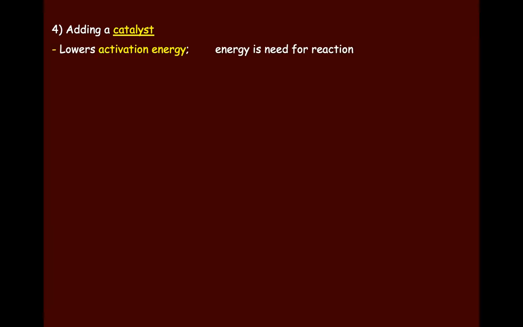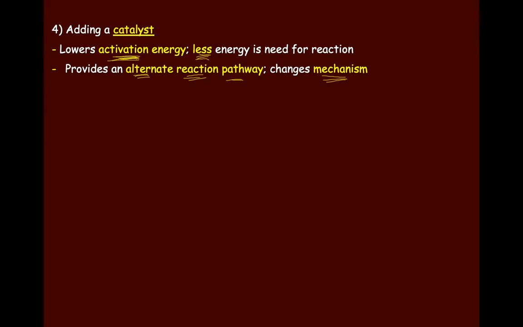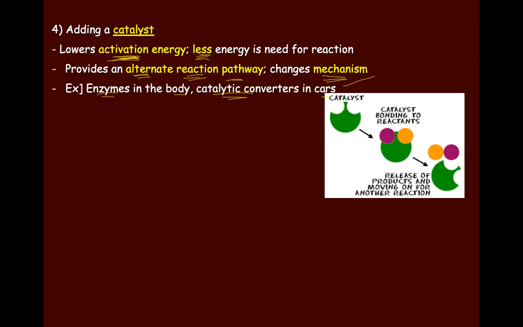The next thing we can do is add something called a catalyst. A catalyst is simply a helper molecule. When you add a catalyst, it helps lower the amount of energy required to react, so that more particles will have the necessary energy for collisions. Less energy is needed for collisions. This also provides an alternate reaction path, which changes the mechanism of how the reaction takes place and makes that mechanism easier.